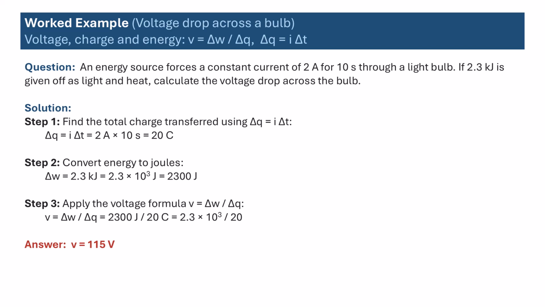This result is the voltage drop across the bulb, the amount of electrical potential energy converted to light and heat per coulomb of charge passing through the bulb. Note that this is consistent with common domestic light bulb ratings, which typically operate at voltages between 110 volts and 240 volts, depending on the country. The relationship between voltage, energy, and charge is one of the most important in electrical engineering and underpins the concepts of power dissipation and circuit efficiency.